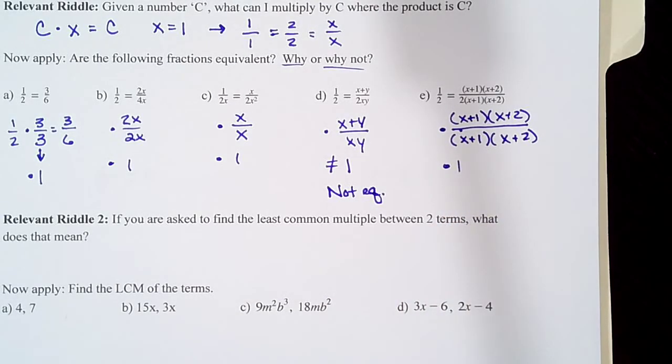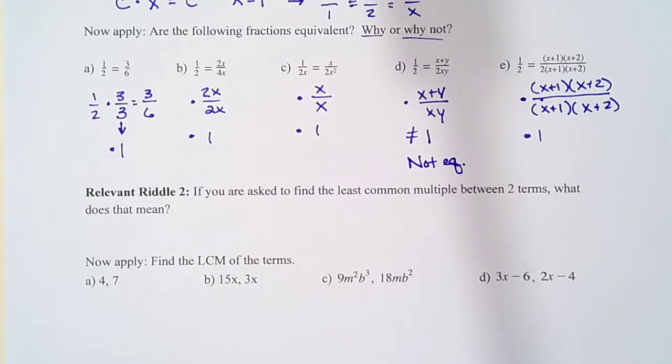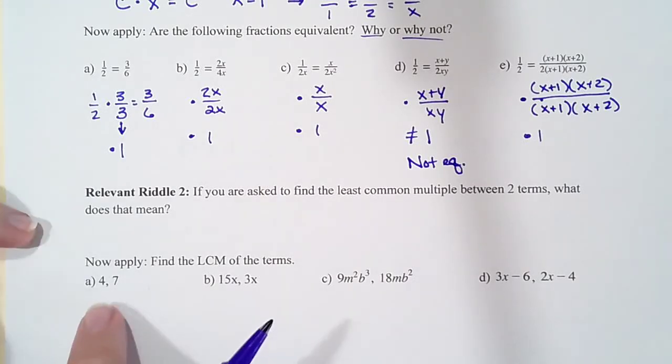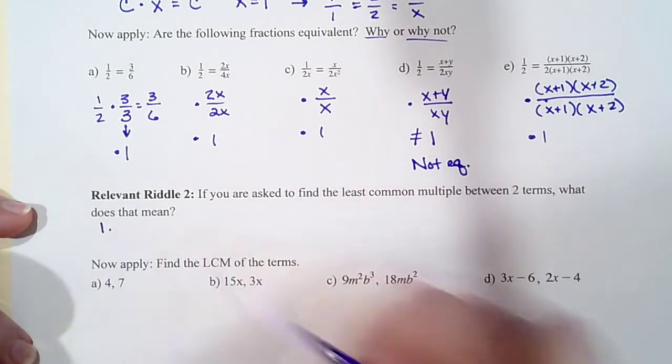So another relevant riddle here, if you are asked to find the least common multiple between two terms, what does that mean? Well, I'm going to write it out in words. I think that's the easiest way to do it, but I think you will be able to understand it better once we start applying it. But I do want to write it down. So, what does that mean?